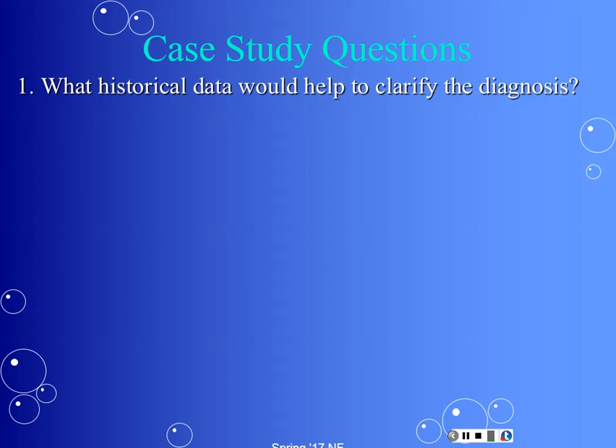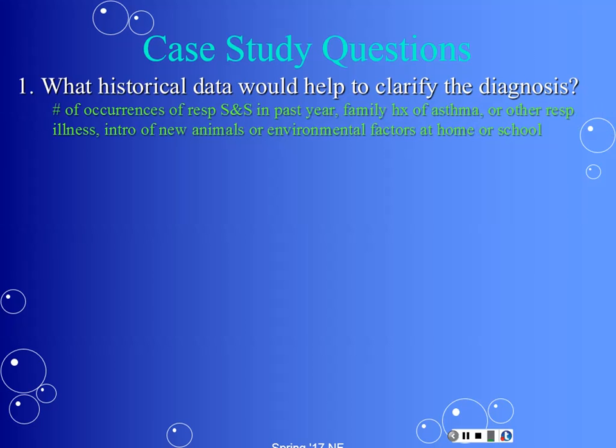What historical data would help us to clarify that that's truly what it is? Does she have a history of asthma? Is there a family history of asthma? How many times has she had this type of symptoms? Is this a first time? Has she had multiple occurrences of this in the past year or in the past couple years? Has she had any other respiratory illness? Are we worried that she's got pneumonia or something else going on? Has she had an upper respiratory infection that's moved lower?